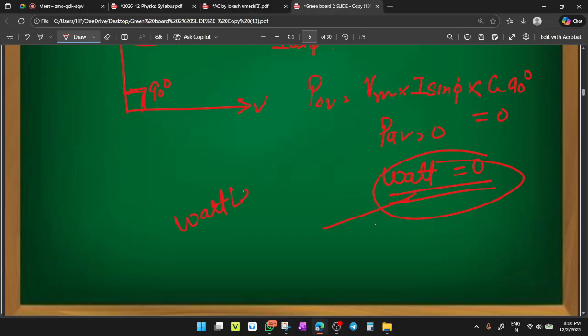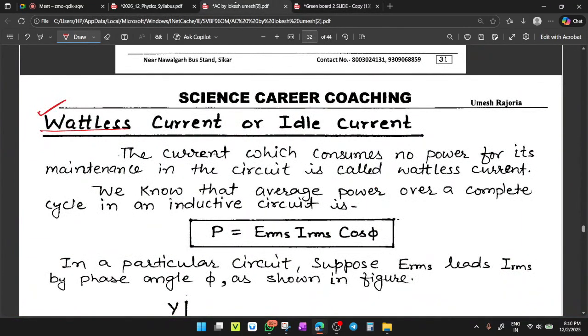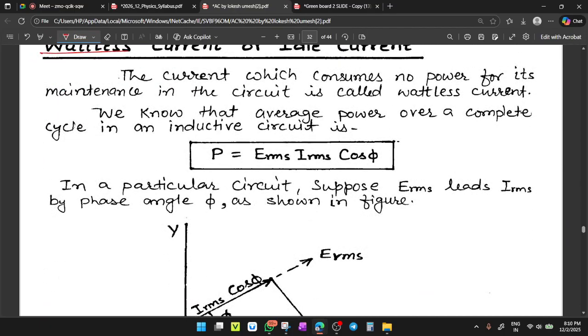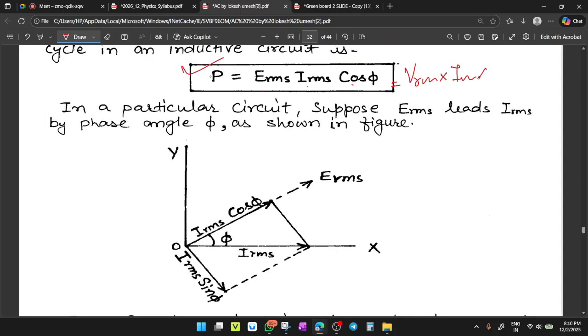Clear? Wattless current. So simply, what is wattless current? I sin phi is the wattless current. The current which consumes no power for its maintenance in the circuit is called wattless current. We know that the average power over a complete cycle in the inductive circuit is given by E_rms I_rms cos phi. Otherwise you can take V_rms I_rms cos phi, no issue. Applied voltage may be V_rms or E_rms as per your choice.